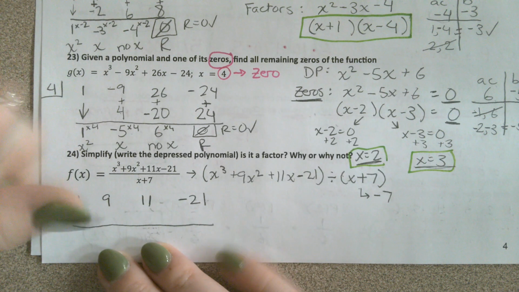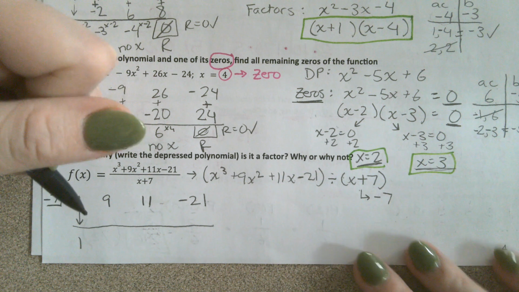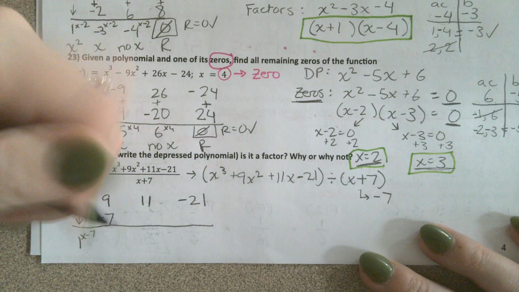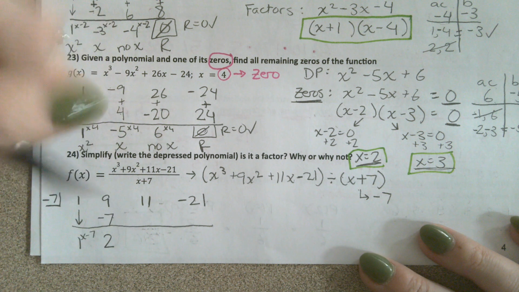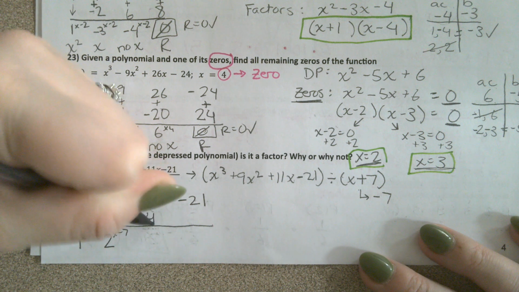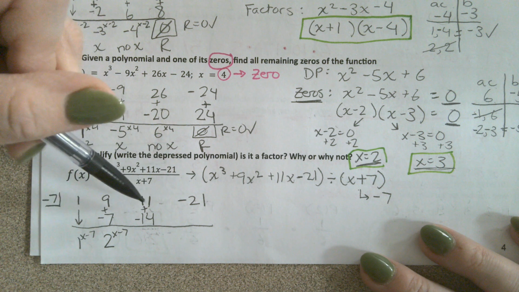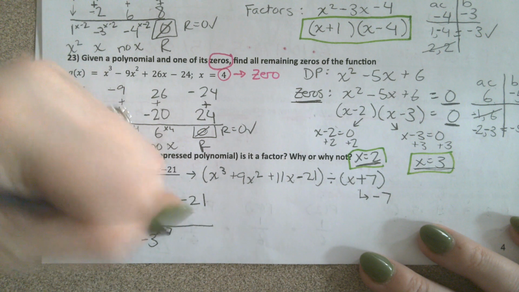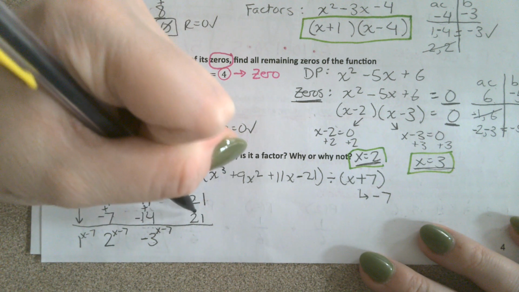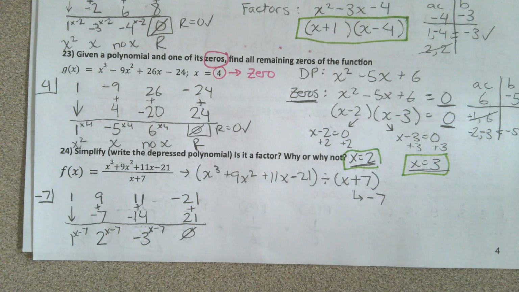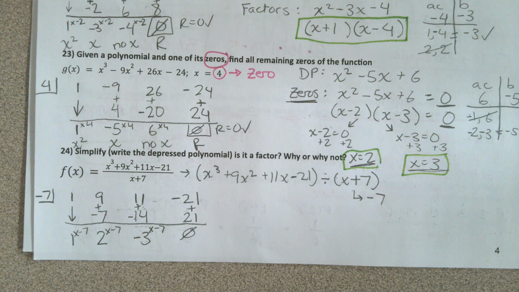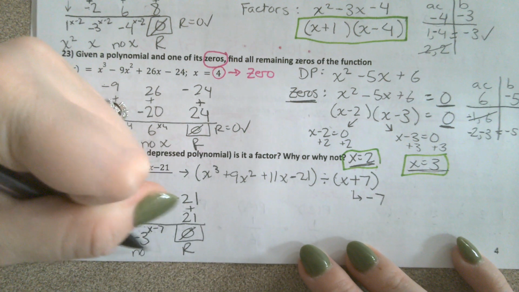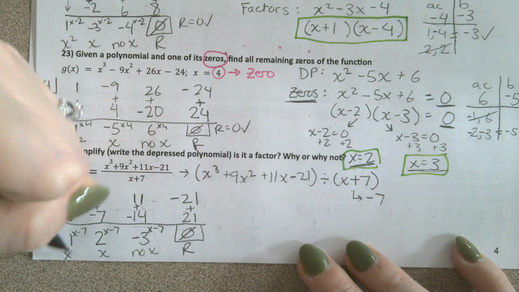Start the process by bringing down the 1. 1 times -7 is negative 7. 9 minus 7 is 2. 2 times negative 7 is negative 14. 11 plus negative 14, 11 minus 14 is negative 3 times negative 7 is, careful, positive 21. And those do cancel and give me 0. So that was my remainder. Negative 3 has no x. 2 gets an x. 1 gets an x squared.